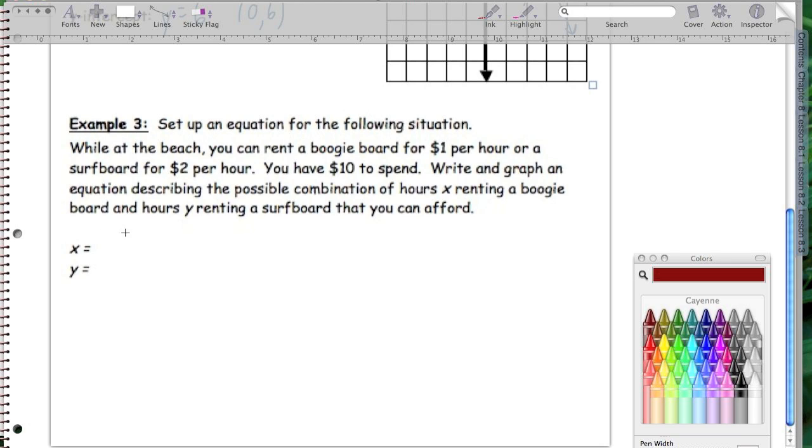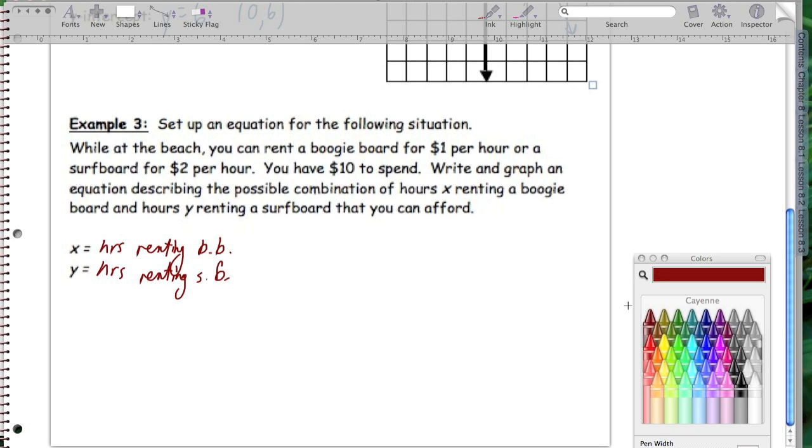Okay, they don't ask us, no, they do ask us to graph, but they don't ask us for specific points. So X, they tell us right off the bat, is hours renting a boogie board. I'm going to abbreviate boogie board for my sake on the computer. Y stands for hours renting a surfboard. So we identify our variables.